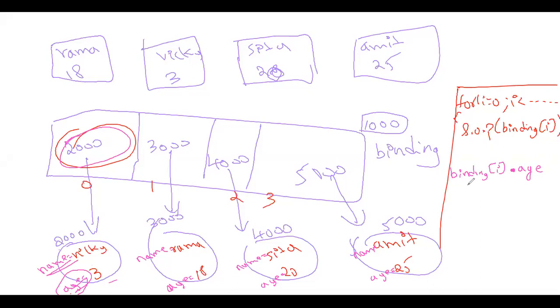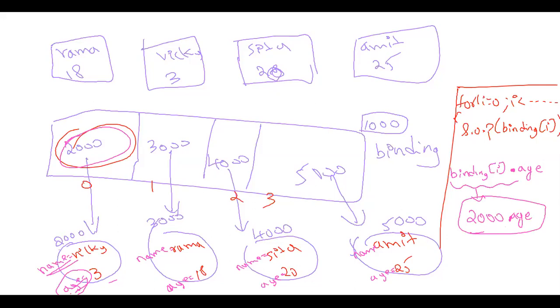Because this binding of I will give you the address 2000. What you have to tell is: go to the 2000 object, make a hole in that object, and get me the age information. So 2000.age, that is binding of I dot age. Let me go back and try whether that is what I have to write or not.